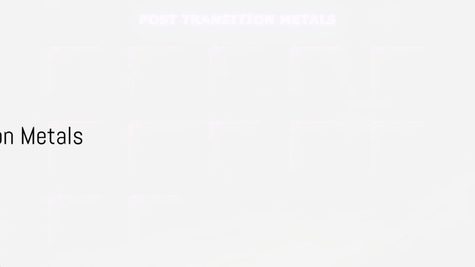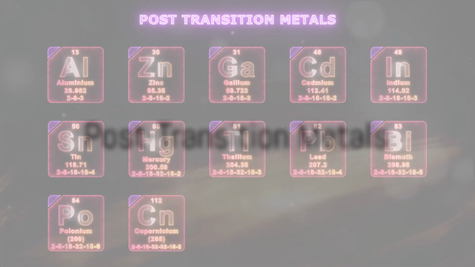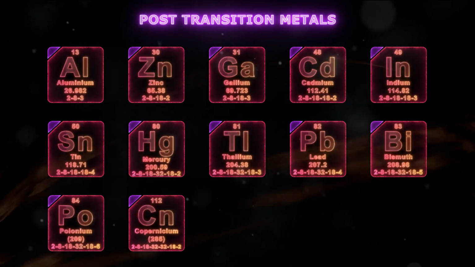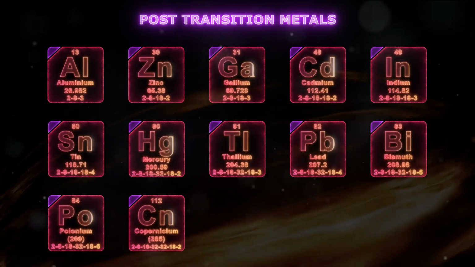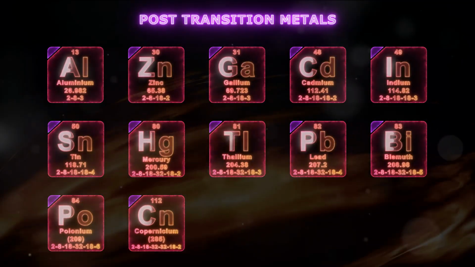Then we have the post-transition metals. They're a mixed bag, found in Groups 13 to 16. They include elements like aluminum and lead. Despite being metals, they're quite poor conductors of electricity.